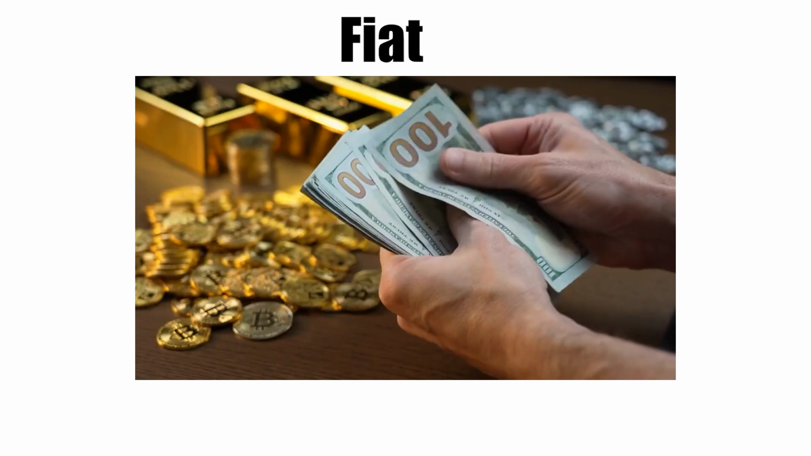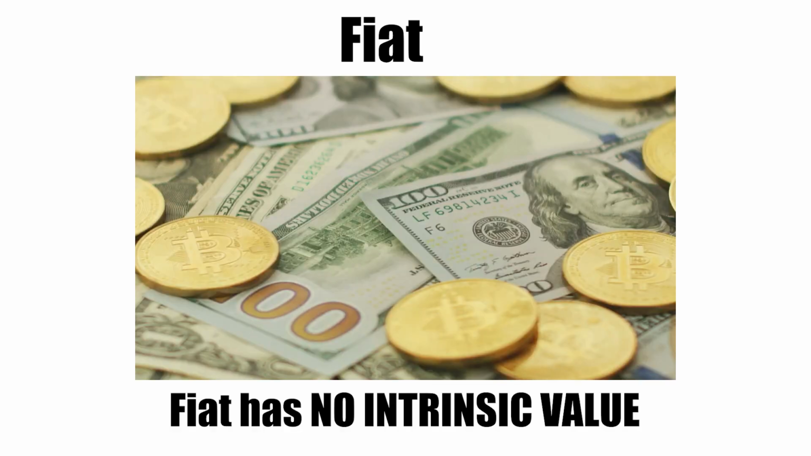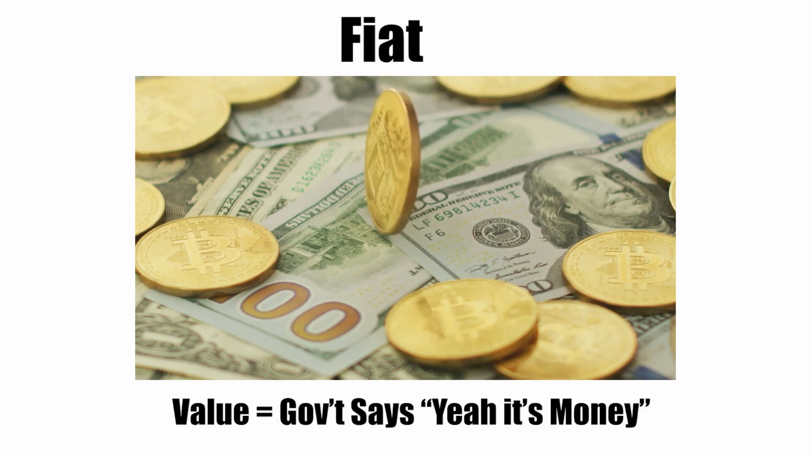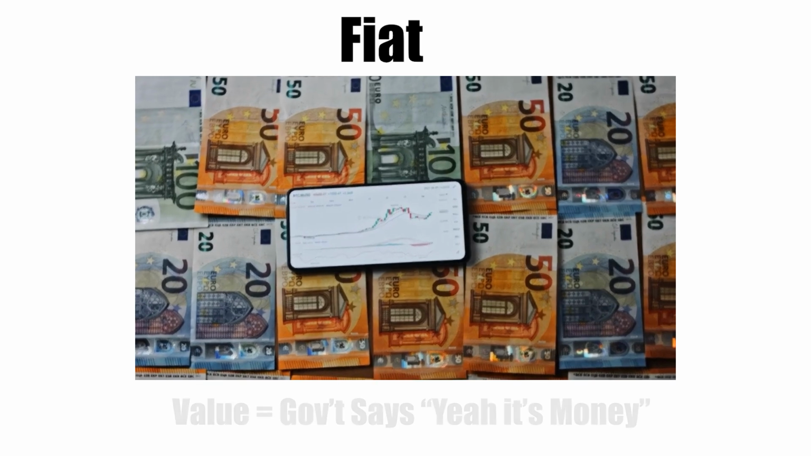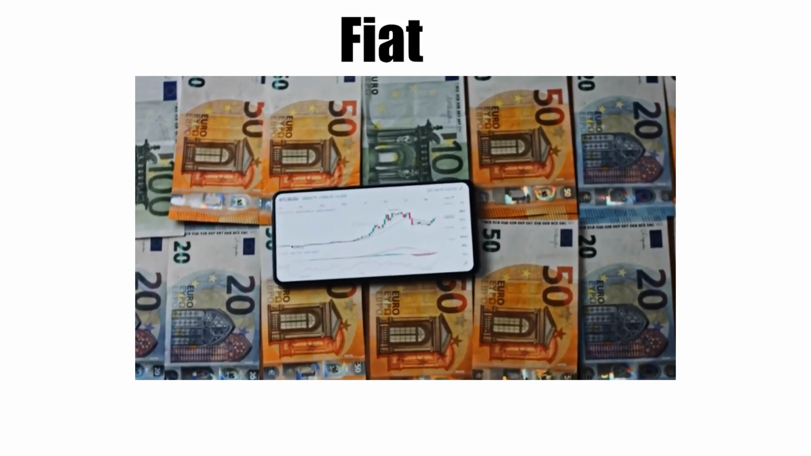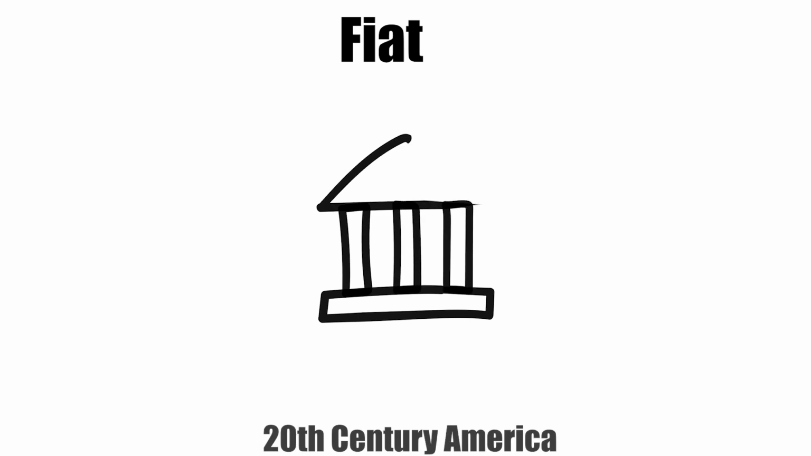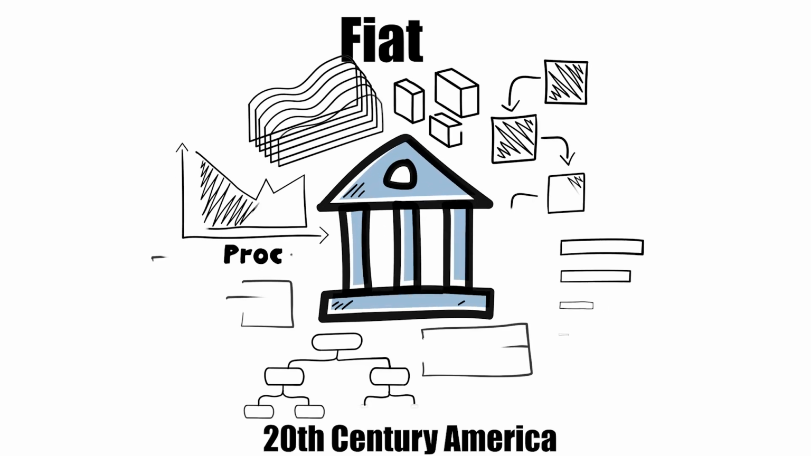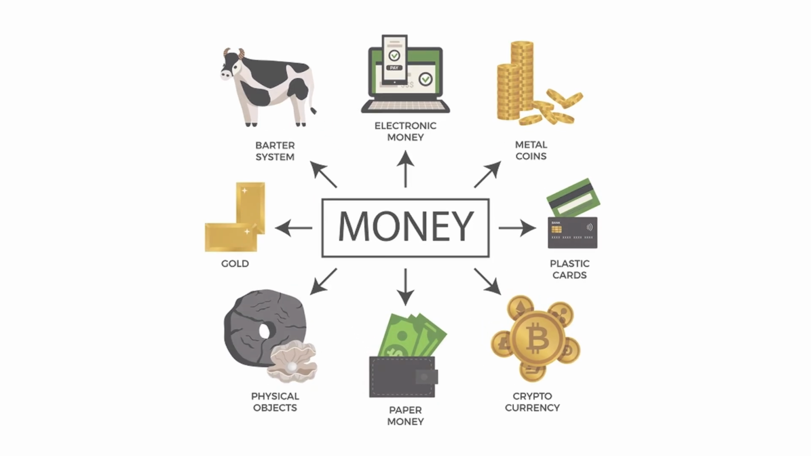So lastly, we'll hit fiat money. And this is the type of money that we use today. It has no intrinsic value, but it's valuable because the government says it is. Fiat money isn't backed by a physical commodity, but by the trust in the government that issues it. In the United States, fiat money began to dominate during the 20th century, but particularly after the end of the gold standard in 1971.